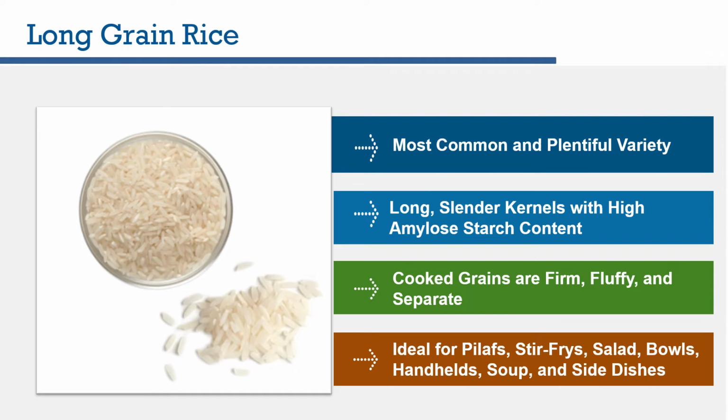Now let's talk about long grain rice. The long grain rice category is plentiful and common. Long grain kernels are slender and lengthy and at least 3 times longer than it is wide. Kernels are around 6 to 8 millimeters long. Due to its starch composition, cooked grains are lighter, fluffier, and more separated than their medium and short grain counterparts. Long grain rice works well in pilafs, stir fries, salads, rice bowls, soups, handhelds, and any sides where you want the grains to retain a distinct separateness.